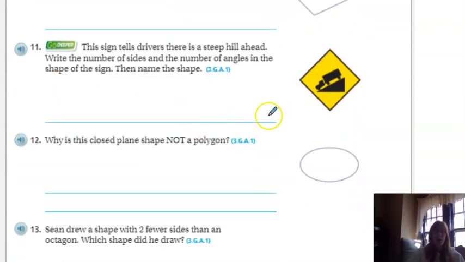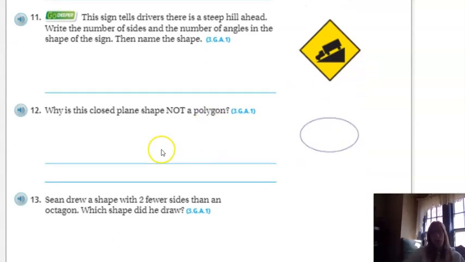Number 11, the sign right here tells drivers that there's a steep hill ahead. Write the number of sides and the number of angles, the shape of the sign, and name the shape. So hopefully you're counting 1, 2, 3, 4 sides, 1, 2, 3, 4, and you'll notice that it has 4 sides and 4 angles, so that is a quadrilateral, and it looks like all the sides are the same, so that would actually be a square.